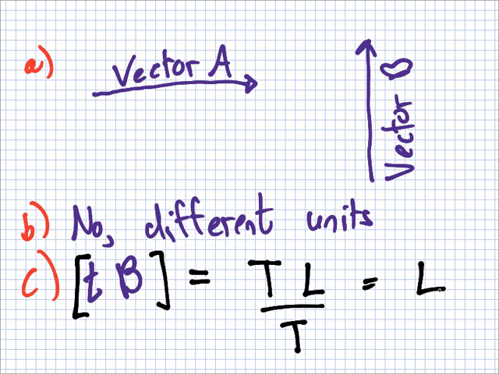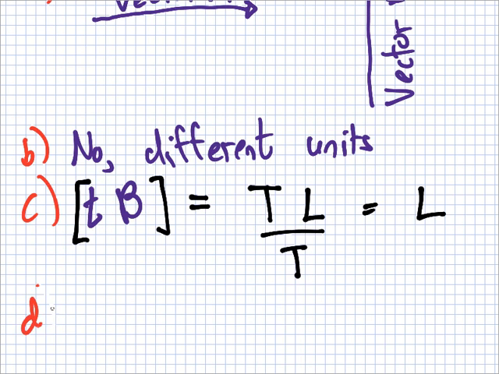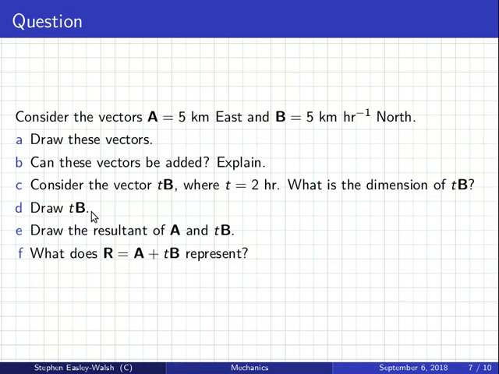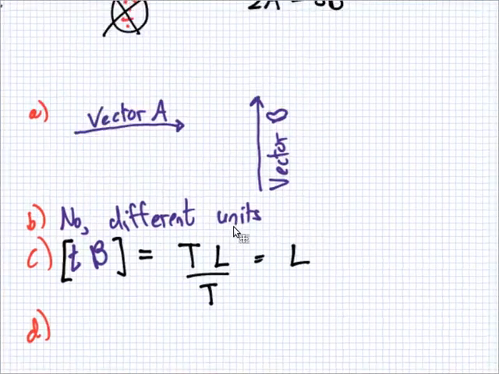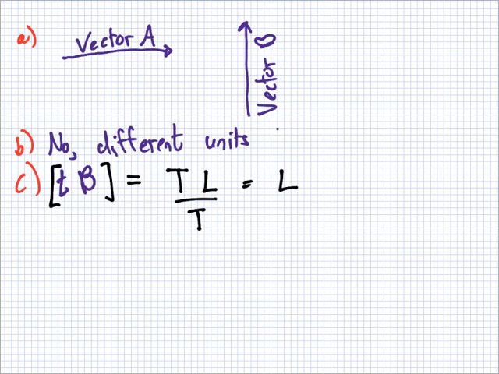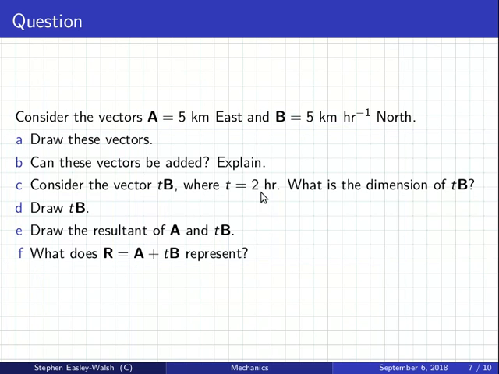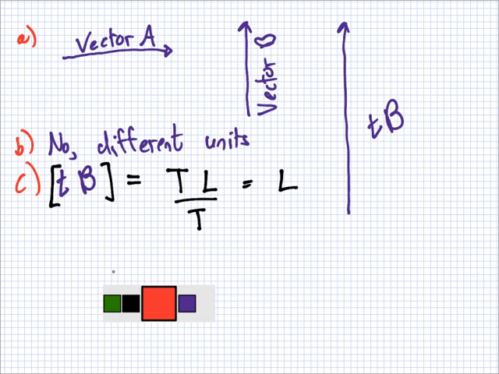This is what we did in the last class. So, the next question is, draw TB. What would TB look like? Well, there's B, and what's T? T is 2, so what would 2B look like? Double, yeah, so this would be TB, because T is 2. Okay, so that's TB.